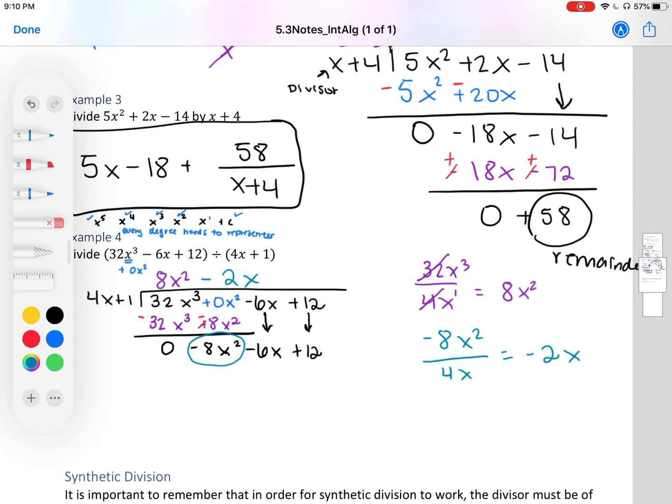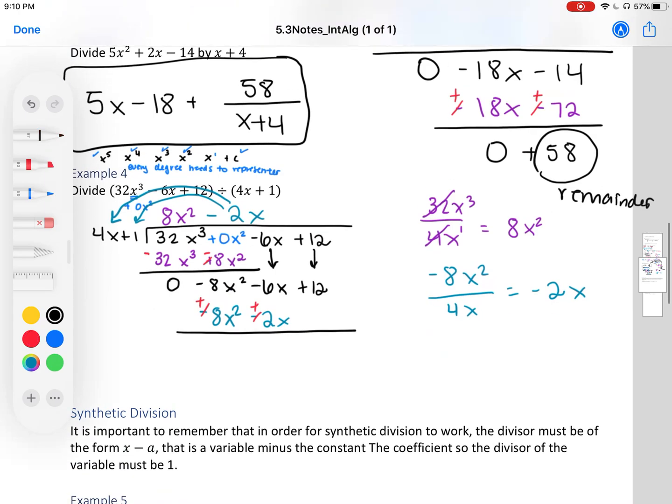Okay, let's go ahead and show the multiplication. Let's multiply it in. We get 4x times negative 2x, we get negative 8x squared. Negative 2x times 1, minus 2x. We subtract. So now we have a plus and plus. And we have negative 8x squared plus 8x squared, we get 0. Negative 6x plus 2x, we get negative 4x. Then we bring down the 12. Okay, we do this one more time.